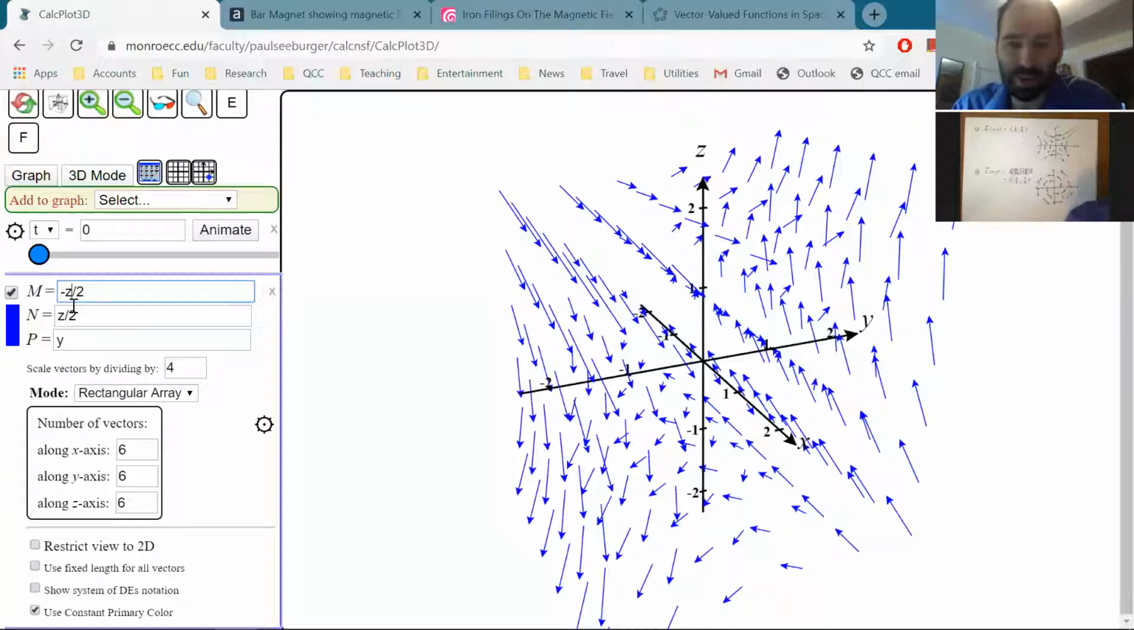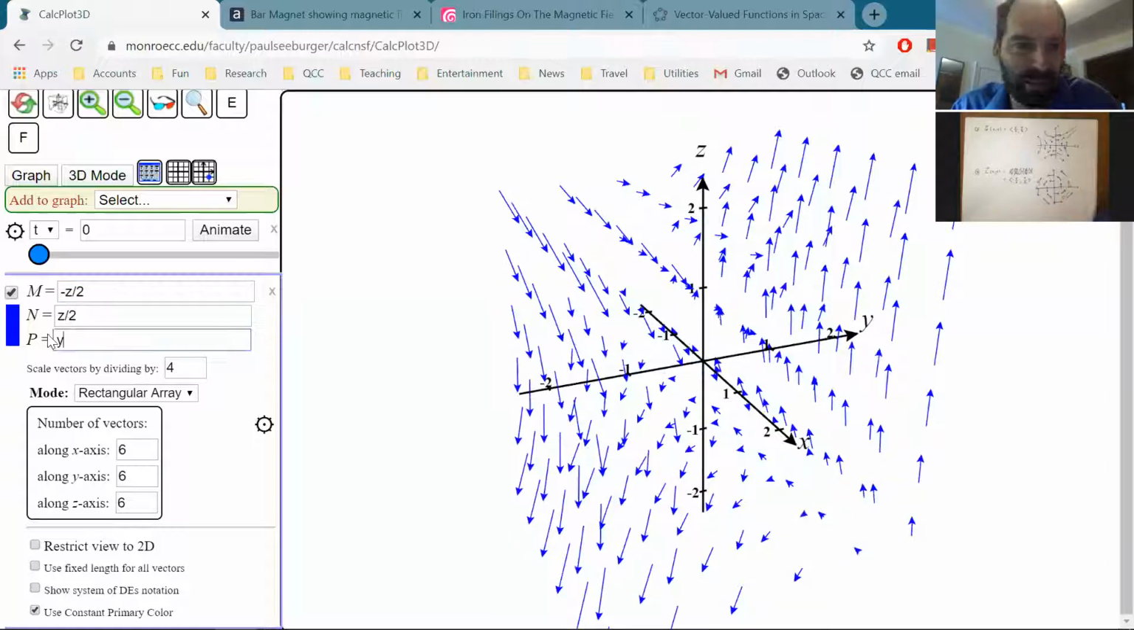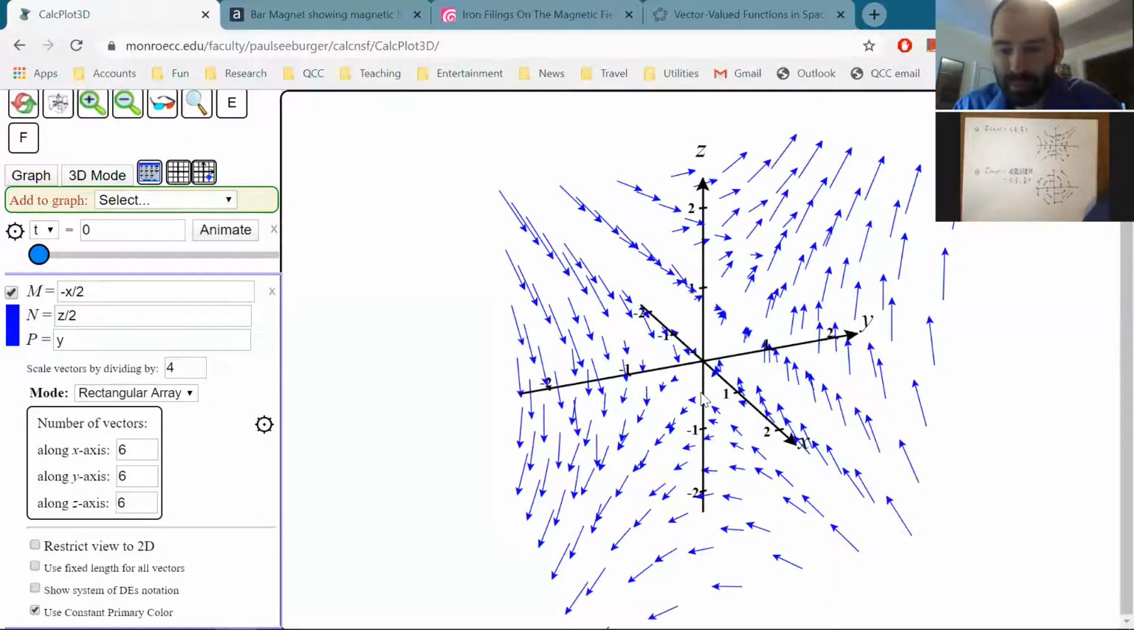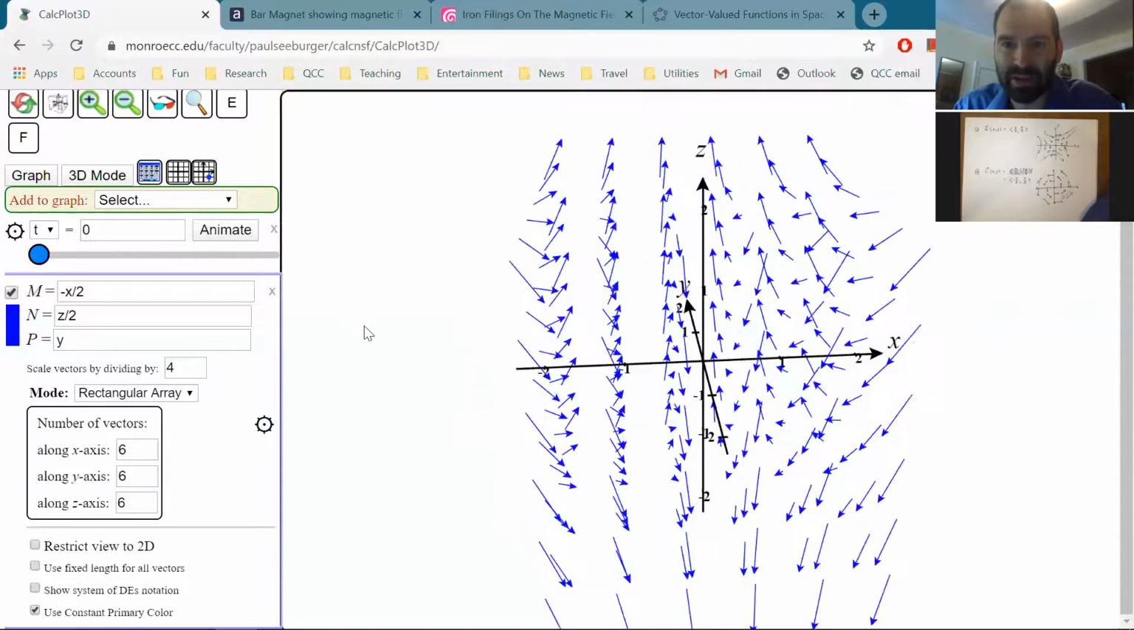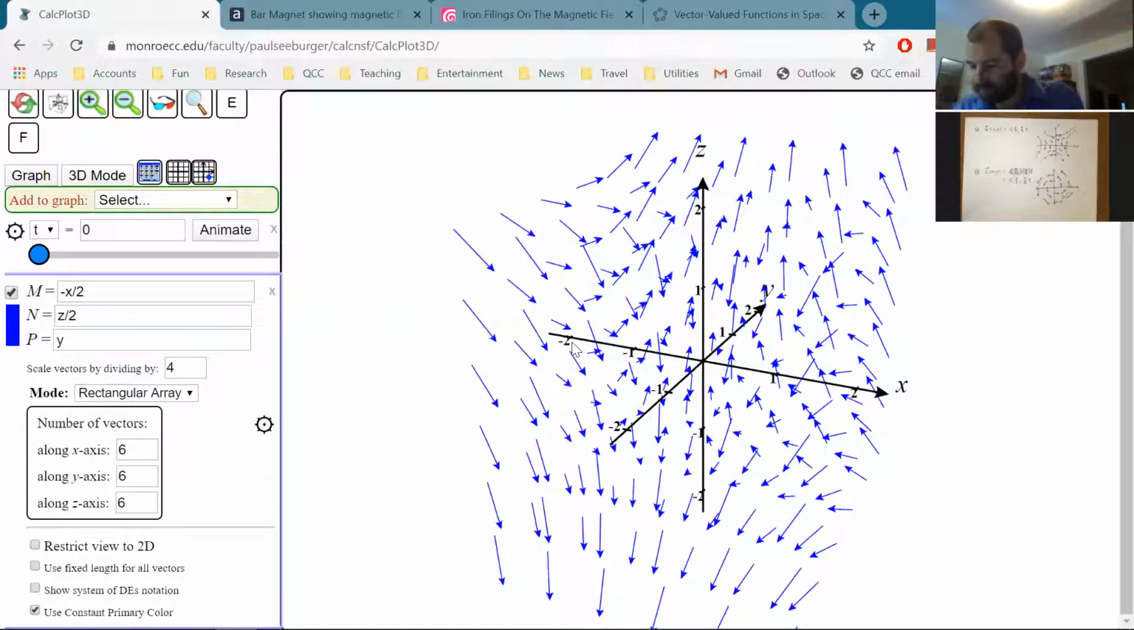And I invite you to please go into CalcPlot 3D and play around with this and look at the different things that you can come up with here by playing around with these parameters, get an idea of what things look like. All right. Just a couple other things to talk about.